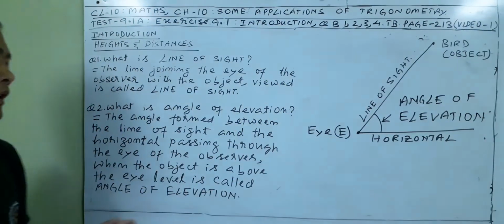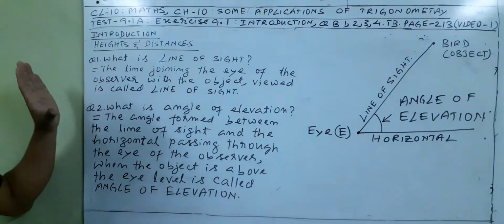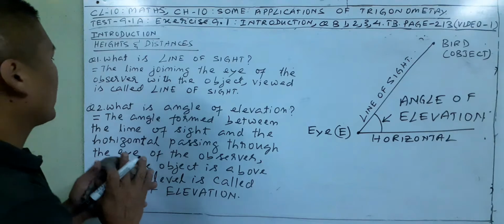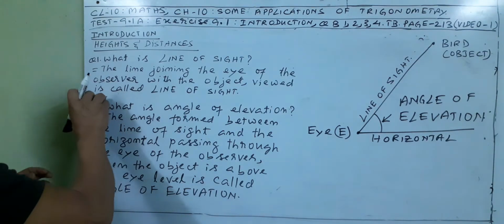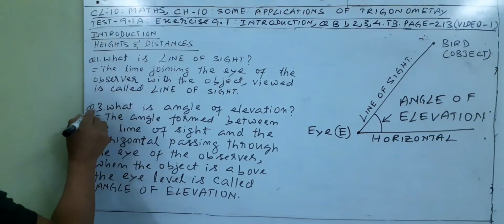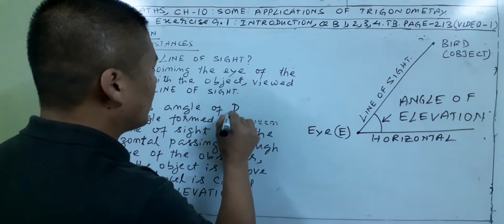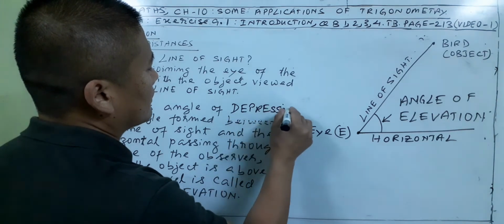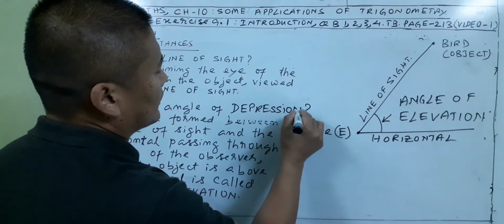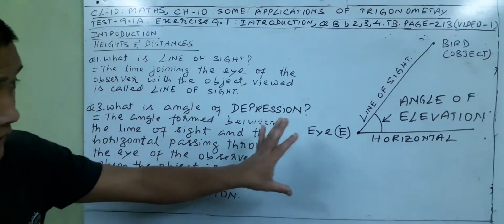Simple, right? So now pause the video and write question number 1, 2, and answers also, and draw the diagram, and come back and replay and go to question number 3. So here, question number 3. Now I'm going to go to the third concept. What is angle of depression? First one, line of sight. Second question, angle of elevation. And now, angle of depression. Okay, write down the question and then wait for the definition.